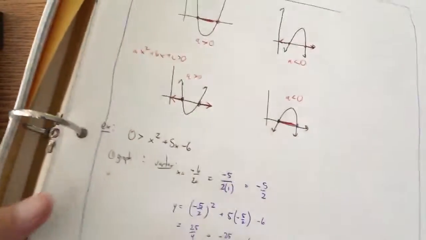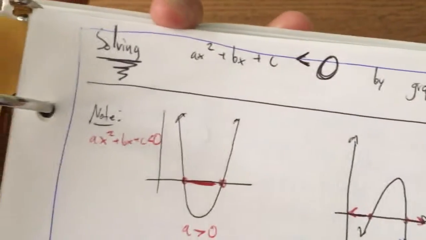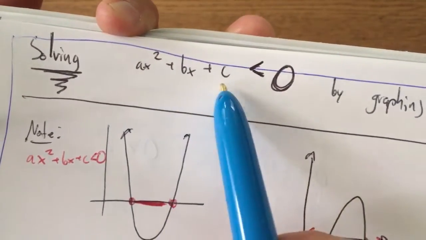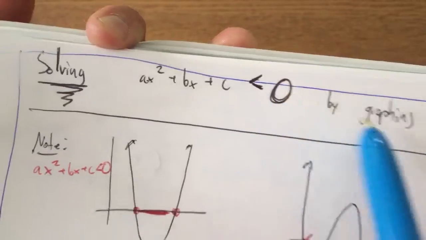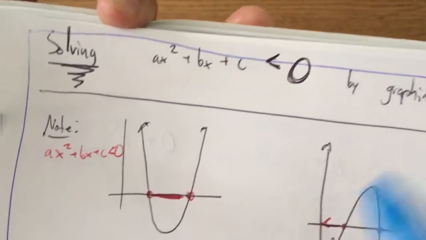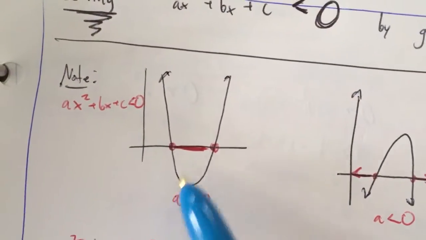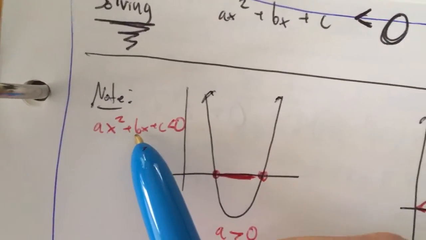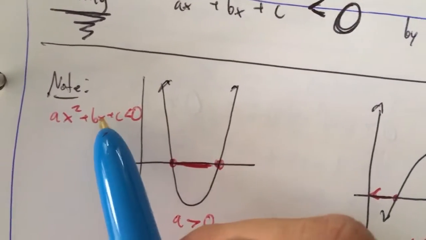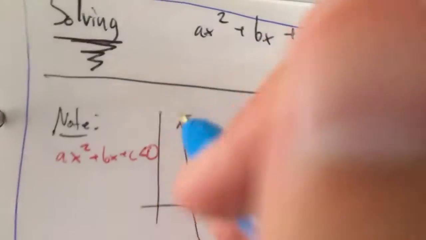However, today we're not doing that. We're doing something a little bit different. We're solving the same type of equation except with an inequality to 0. We're going to do it by graphing, okay? So look here. In this case, I'm looking at a scenario where the polynomial is less than 0. I know that's kind of hard to see, but that's less than 0, okay?